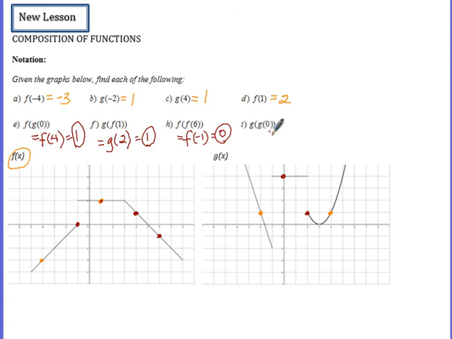G of 0. Start on the inside. G of 0, we have an input of 0, which means an output of what? We already figured this out. We found g of 0 to be 4. So this output of 4 means I'm taking g of 4 now. G of 0 is 4. And now I'm taking g of 4. So I go over to g of 4, and I find it to be 1. We already determined that up here, so we've just reconfirmed it. G of 4 is 1.